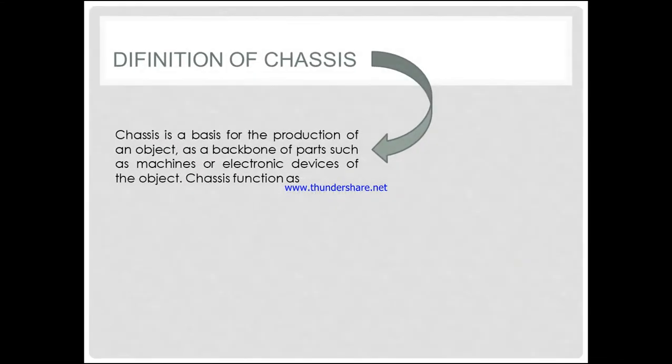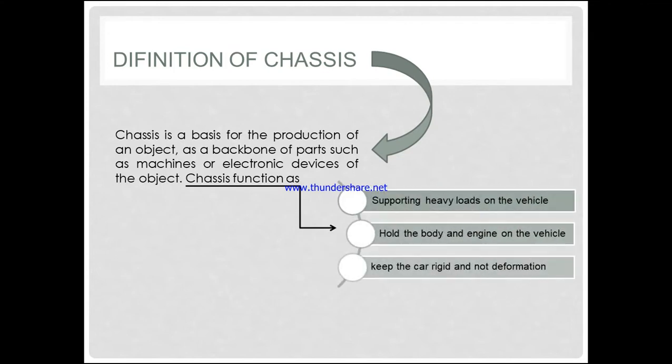Okay, next. Definition of chassis. Chassis is a basis for the production of an object, as a backbone of parts such as machines or electronic devices on the object. There are three functions of the chassis: supporting heavy loads on the vehicle, holding the body and engine on the vehicle, and keeping the car rigid and free from deformation.